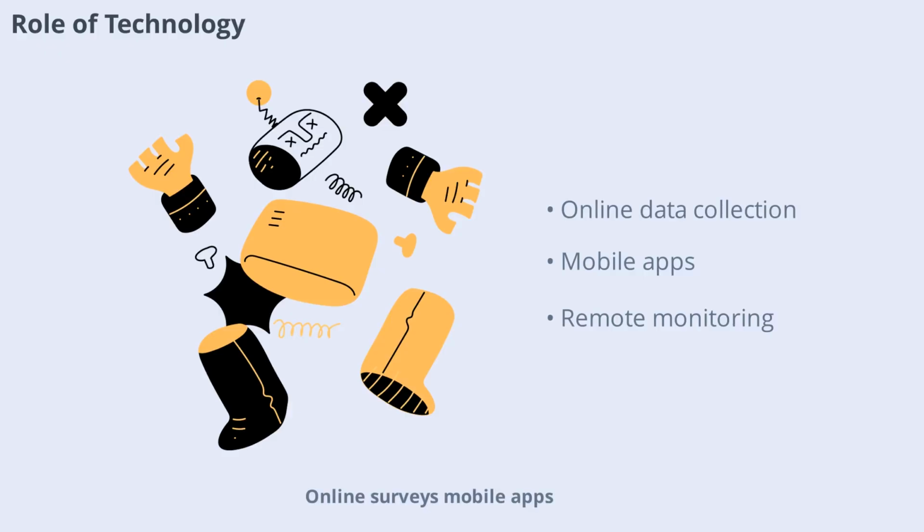Online surveys, mobile apps, and remote monitoring make it easier to gather data from diverse populations. These tools can enhance both cross-sectional and longitudinal research, improving efficiency and data quality.